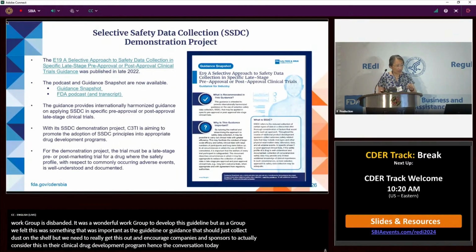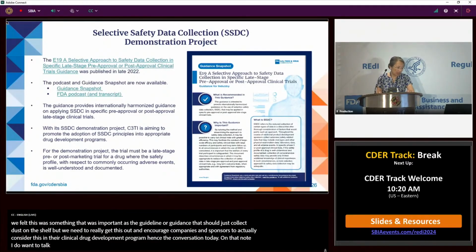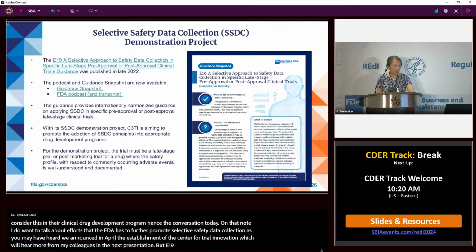On that note, I do want to talk a little bit about the efforts the FDA has to further promote selective safety data collection. As you may have heard, we announced in April the establishment of C3TI, the Center for Trial Innovation, which you'll hear a little more about from my colleague in the next presentation. But E19, or selective safety data collection, was identified as a demonstration project.